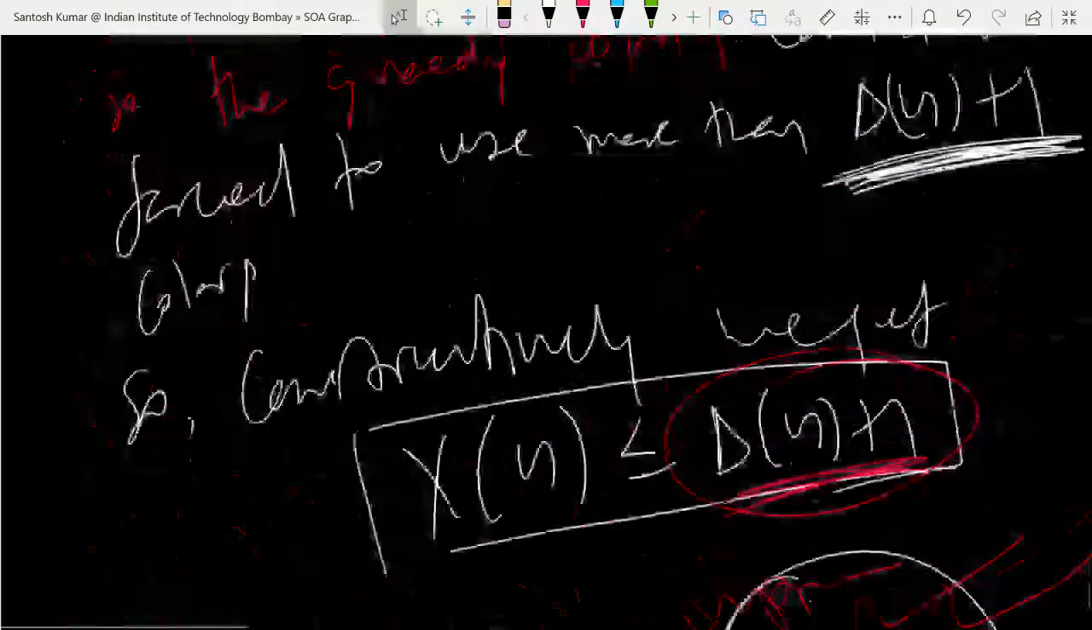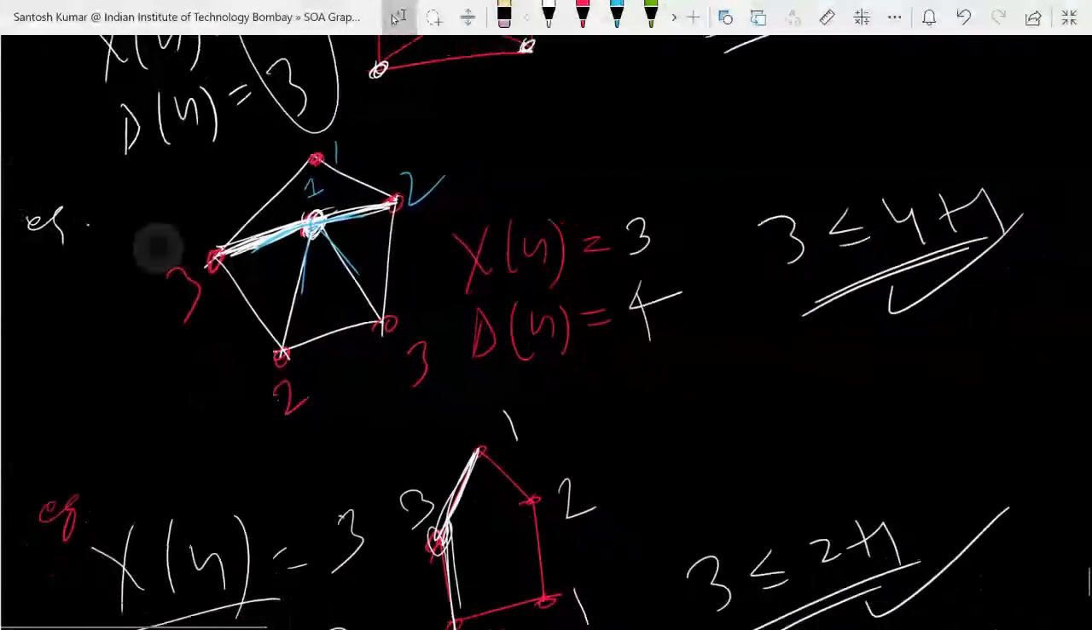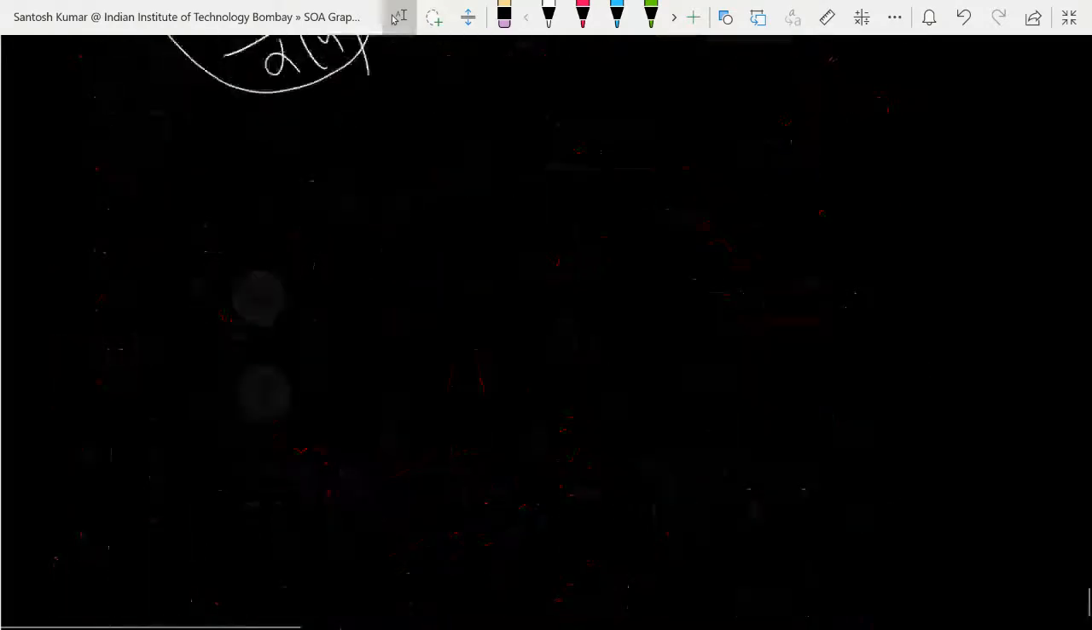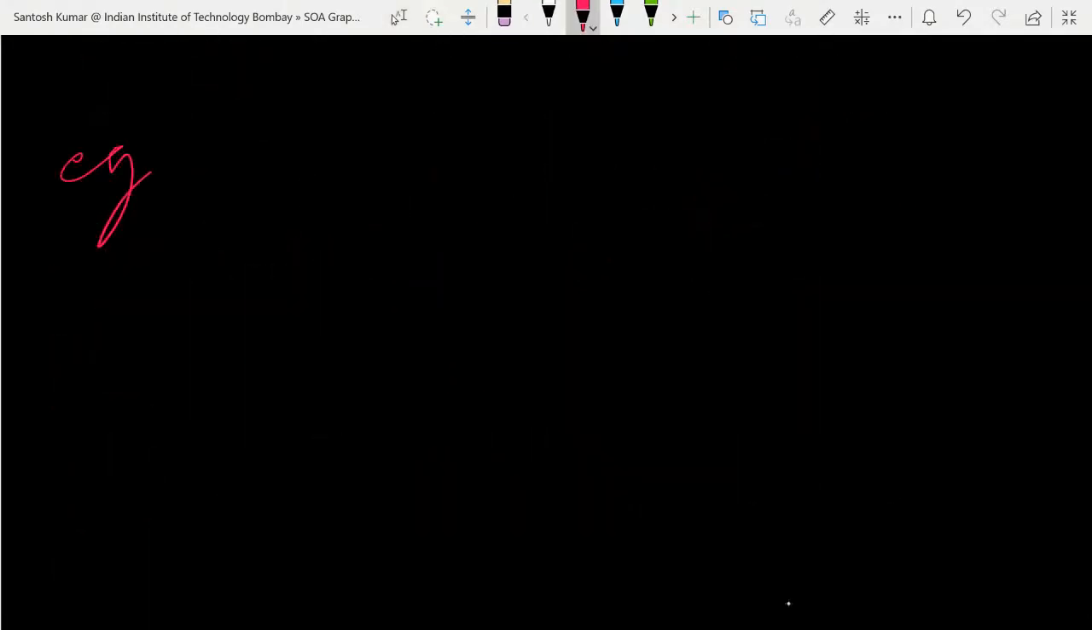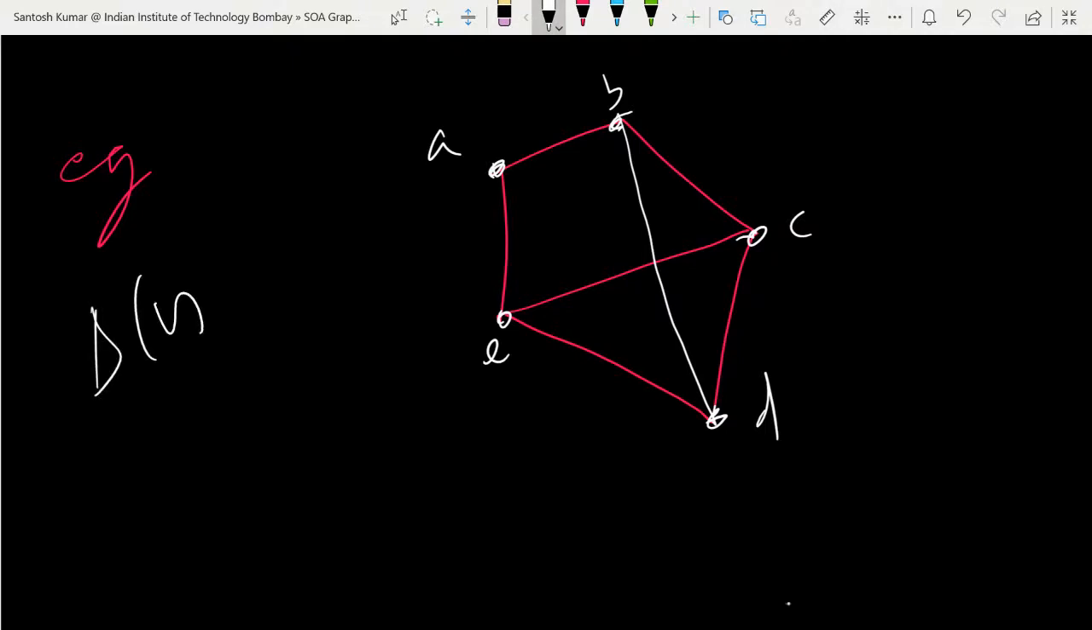So you see a graph, then you see its degree, and then you can decide that the chromatic number is going to be less than or equal to that. If I make any graph, for example, A, B, C, D, E, there are 5 vertices. First we'll find the degree of G. What will be the degree of this graph?